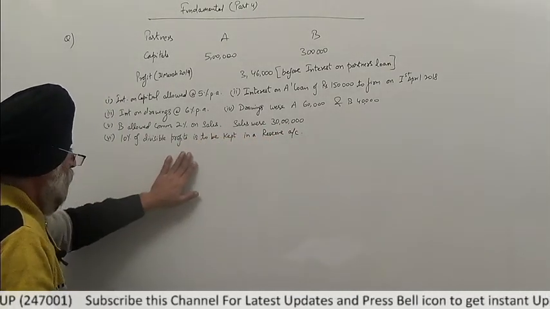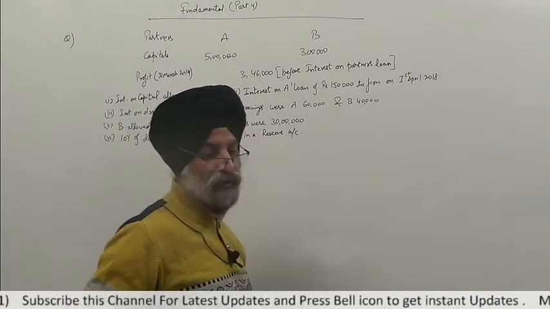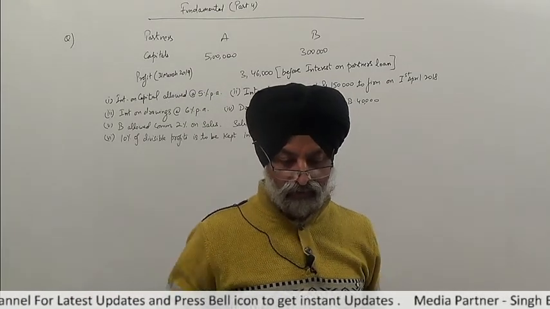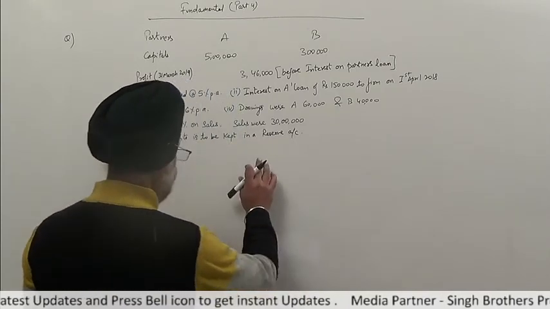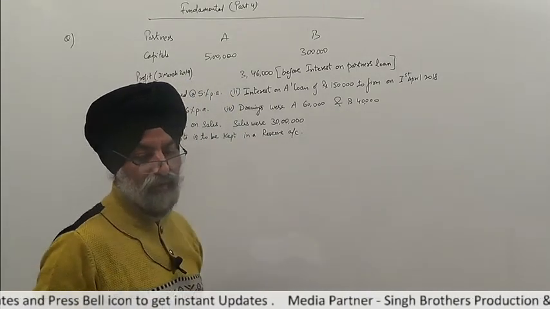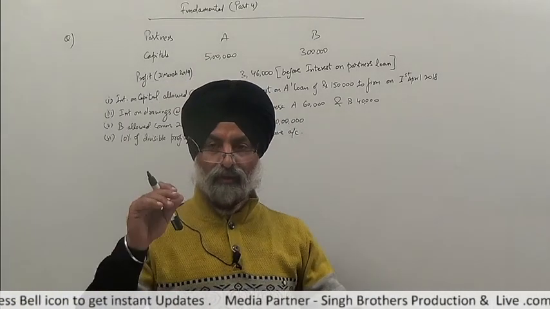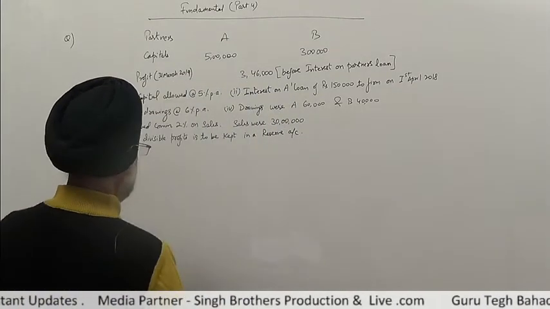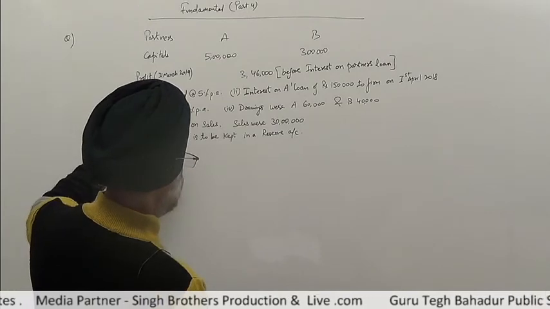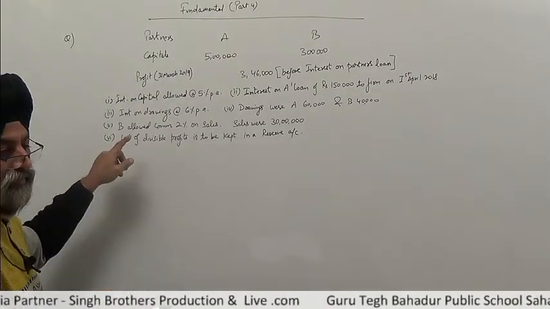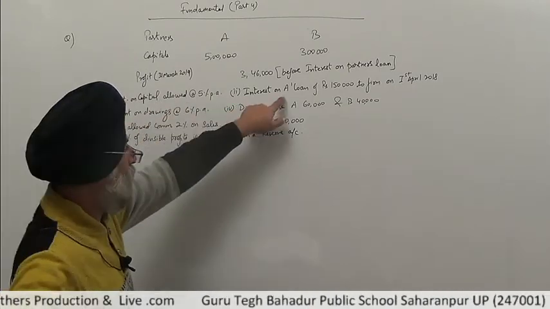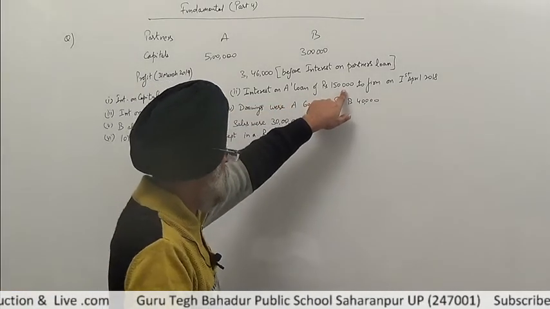10% of the divisible profit is to be kept in reserve account. So see how to make the P&L appropriation account. For the P&L appropriation account, there is need of the net profit from the P&L account. The net profit before the P&L account is also needed. The point is that there is interest on partner's loan, rupees 1,50,000 loan.